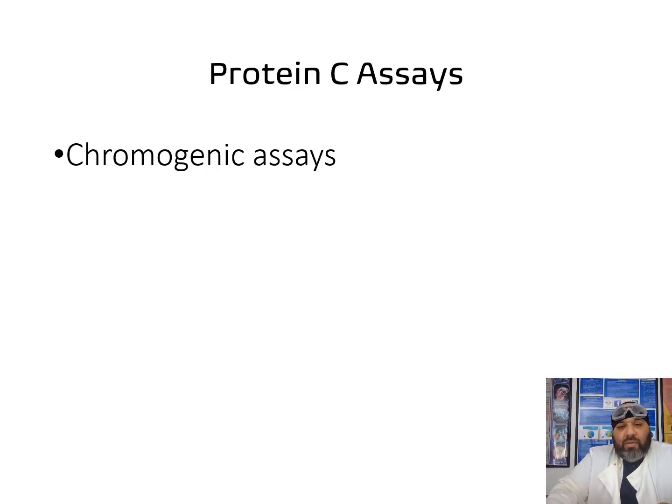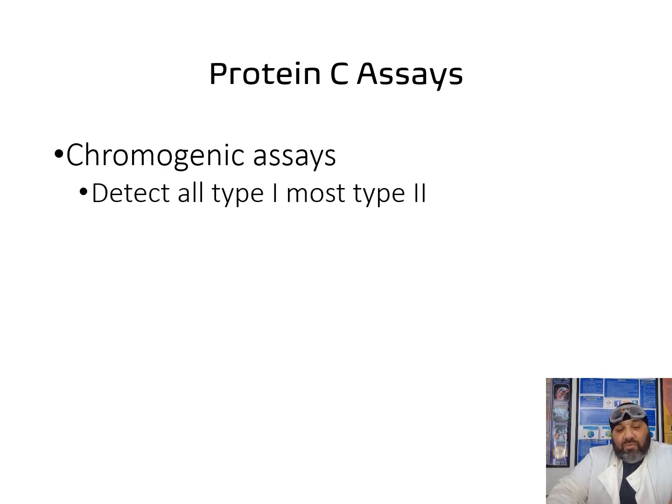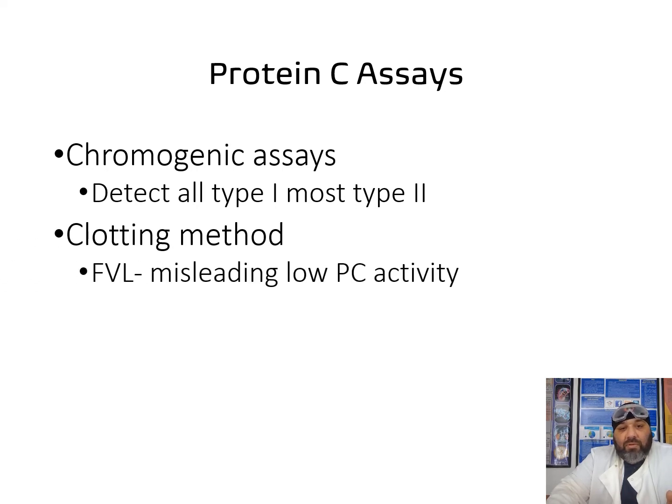And also again, there's chromogenic assays that can be conducted, and chromogenic assays are used to detect pretty much all type 1 and most of type 2 protein C. And the clotting methods involve sort of factor V Leiden, but on its own, factor V Leiden is misleading and is not reliable.